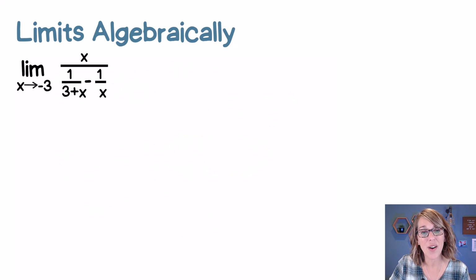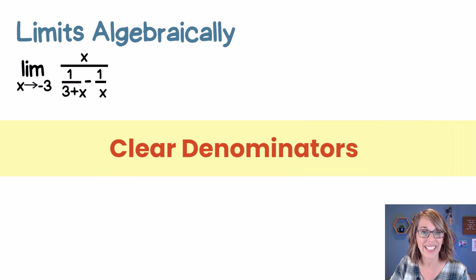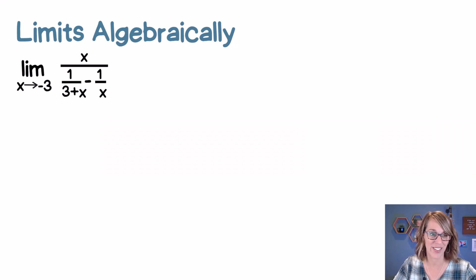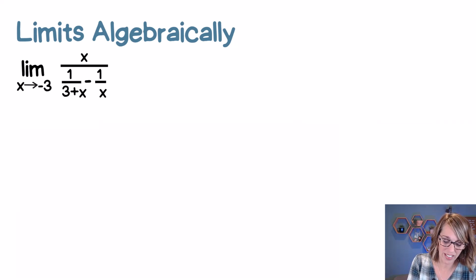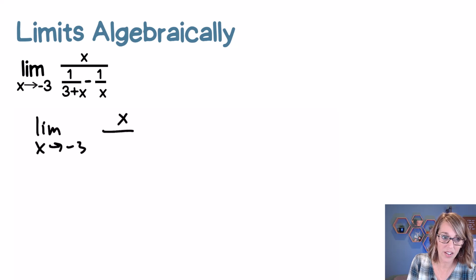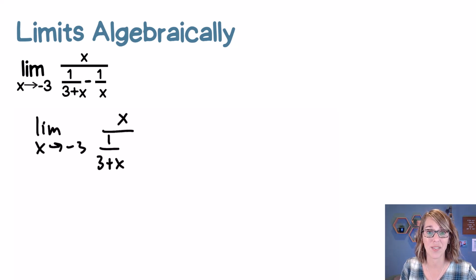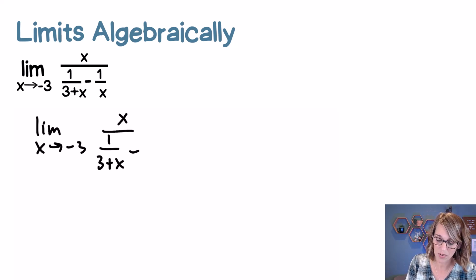We also have complex rational expressions. So we've got these fractions inside of this fraction, and we want to remove that discontinuity at negative 3. We're going to do that by clearing our denominators. So for this one, I've got the limit as x approaches negative 3 of x over 1 over 3 plus x. That's where that discontinuity comes into play. It's undefined there at negative 3, minus 1 over x.